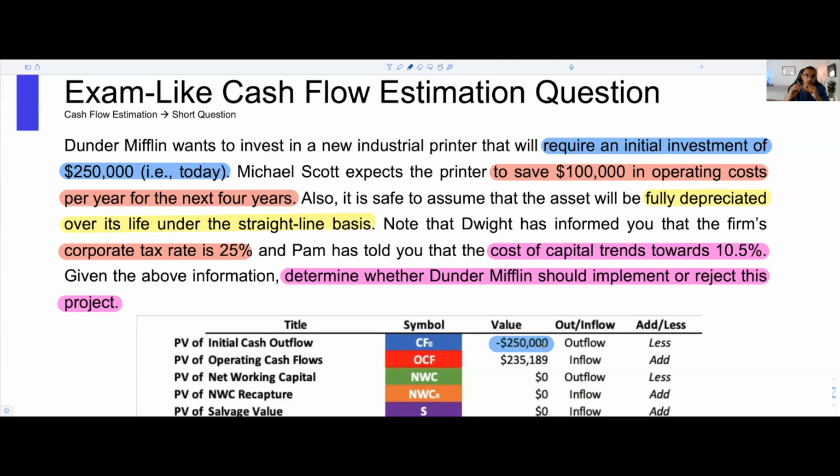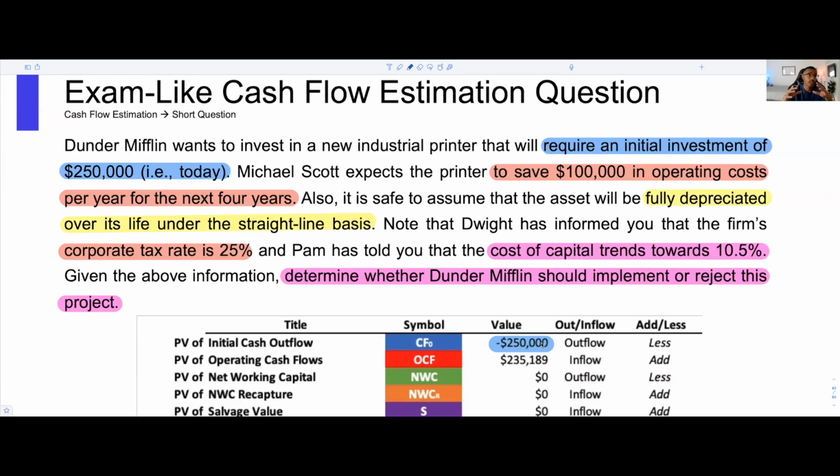And once you have your depreciation expense for every single year, you're going to be able to multiply that by the corporate tax rate, which is 25%, in order to find what your tax shield will be. How much are you saving thanks to depreciation? How much are you gaining as a tax shield? And then you have a bunch of other details. They wanted to let you know as well that your cost of capital trends towards 10.5%.